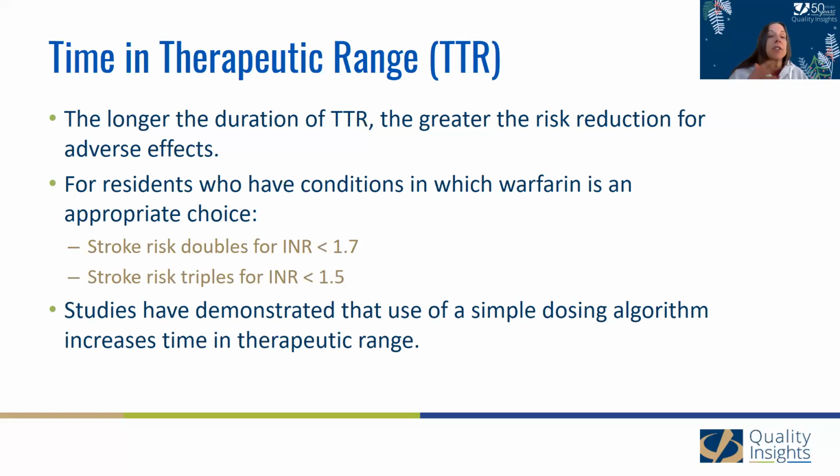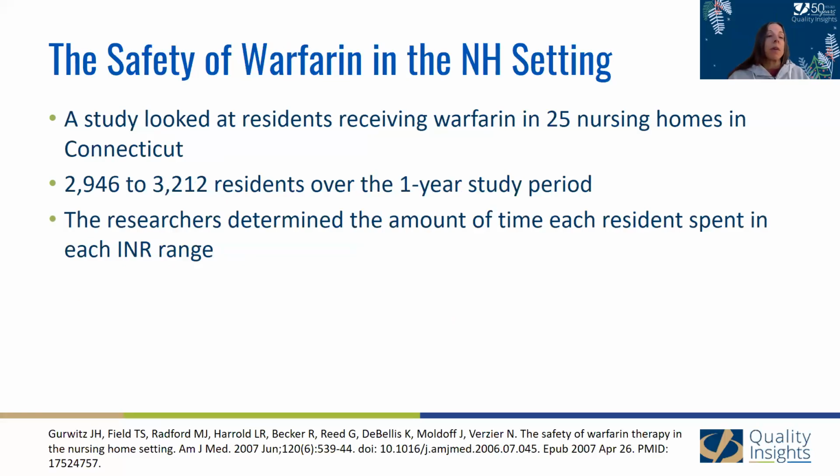So for residents that have conditions where they're taking Coumadin or warfarin, if you have an INR that's less than 1.7, you're doubling their risk of stroke. And if it's less than 1.5, you're tripling their risk of stroke. That's why it's so very important to keep a close eye on the INR and really manage it carefully. Studies have demonstrated that when we utilize a simple dosing algorithm for Coumadin, we increase the time that the resident spends in that therapeutic range where they are adequately protected for stroke. So it is good practice to utilize a dosing algorithm.